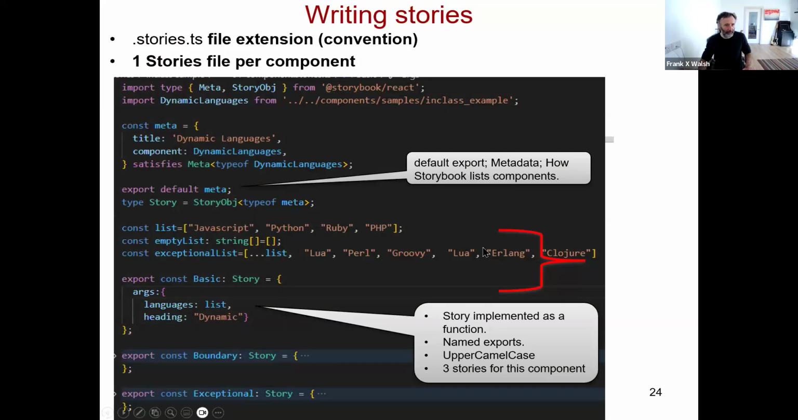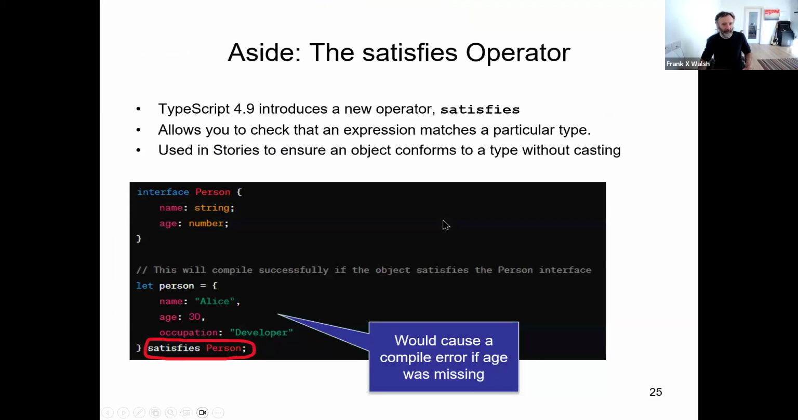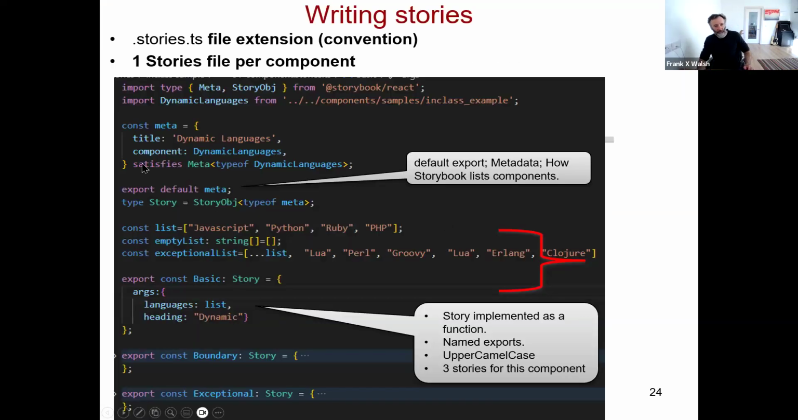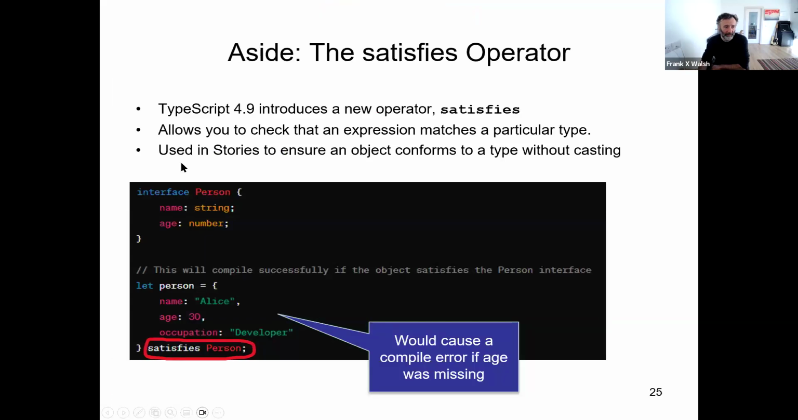But that's writing stories. You might have seen this. I don't know if you've kind of come across the satisfies operator yet in TypeScript. You might be wondering what it is. It's kind of new, just in case you haven't. It came in with TypeScript 4.9. So it just allows you to check that an expression matches a particular type. So look, it's used in stories to ensure an object conforms to a type without casting, right? So I don't have to cast it.